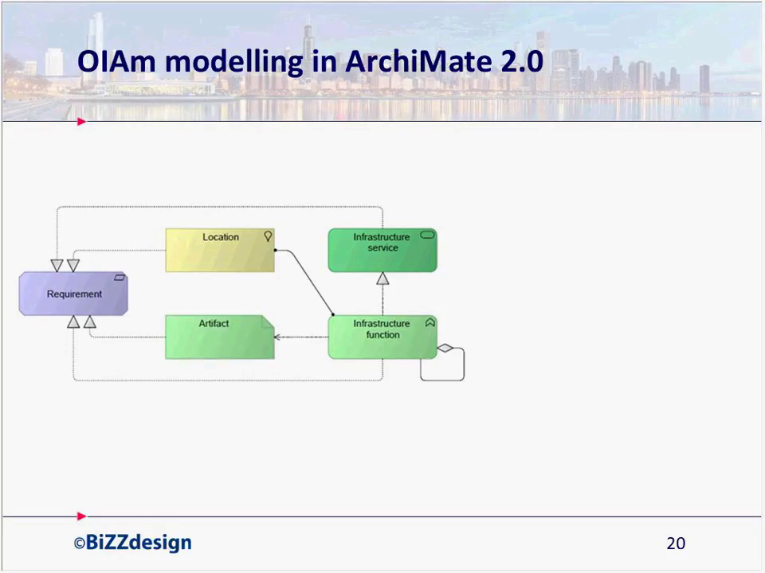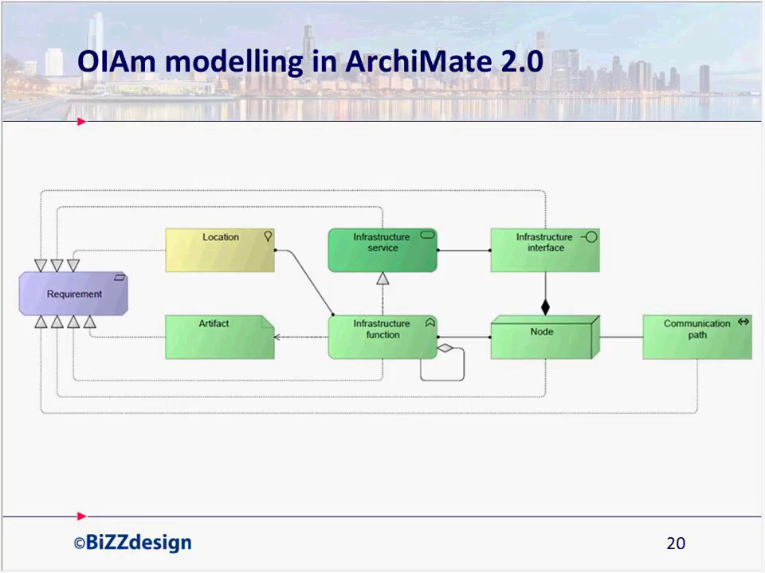An artifact can be used as an additional concept. Interface, node and communication path. These are the core concepts that we use, and the nodes are used to assign, for example, specifications for technical designers into our models.